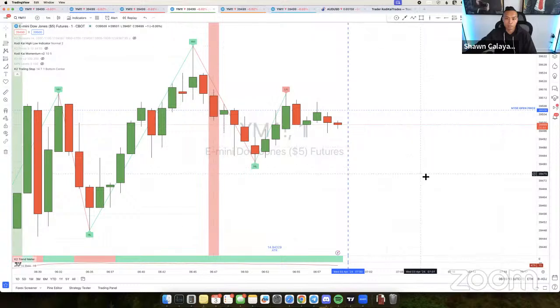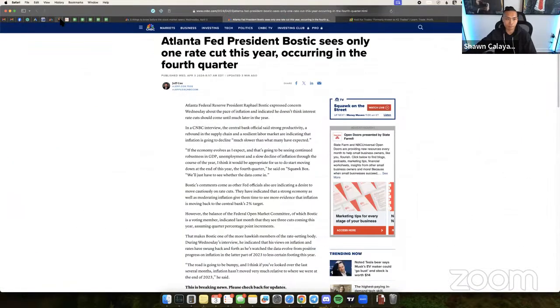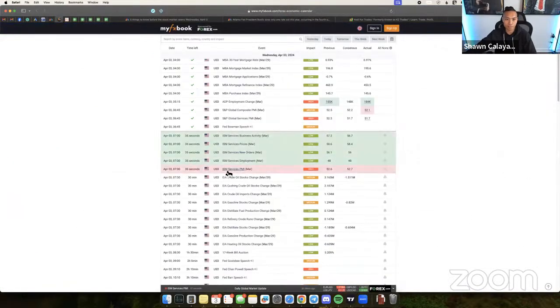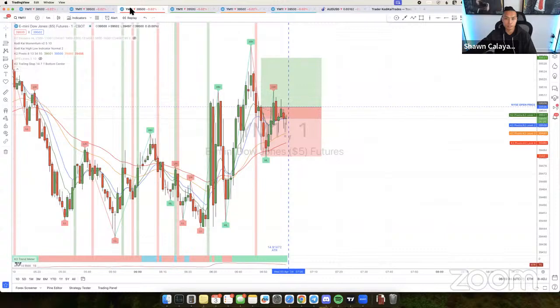But either way, there's no momentum that's come up. We have news coming up in about a minute, guys. This is high impact news as well, so just keep that in mind. High impact news for ISM services PMI. So we'll see how it reacts to it. The PRV is still running right now.